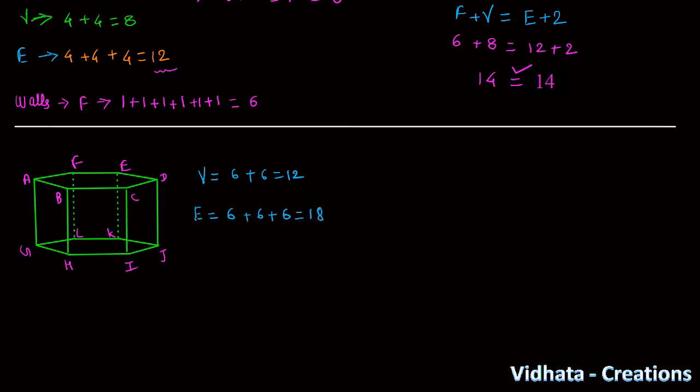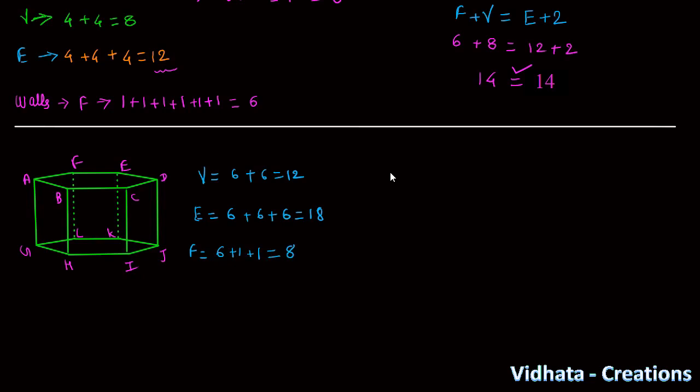Now let us count how many faces are there. Can you count how many faces are there? Faces means flat surfaces, walls. There are 6 vertical walls, which we call faces. At the top there is one more wall, that is hexagonal, and at the bottom there is one more wall. In all, how many faces are there? 8 faces.